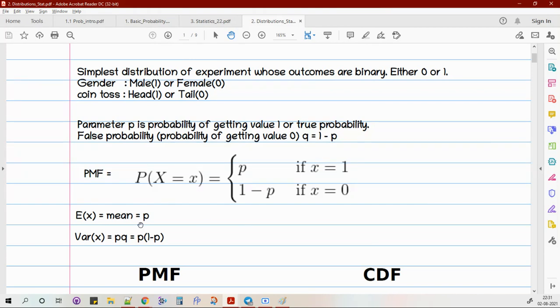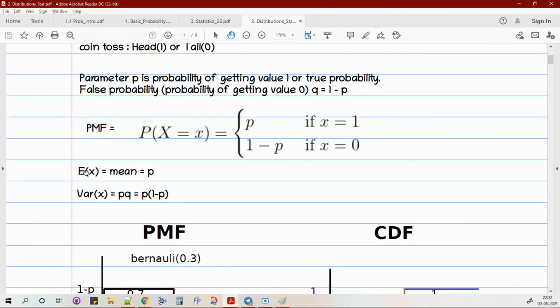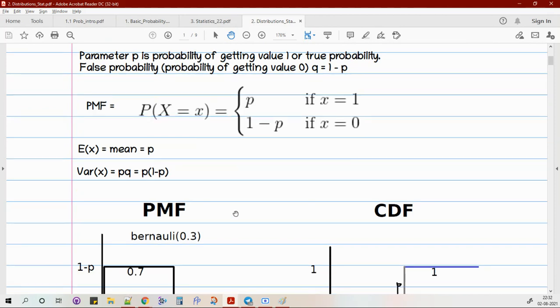So what is the mean of it? It is p, and all these derivations are there in the content. Expectation of x equal to p, and variance of x is pq. We can derive it from first principles also. Expectation is the value of x multiplied by probability, so 1 multiplied by p, 0 multiplied by q. So you get 1 multiplied by p only. And the variance is pq, or p into 1 minus p.